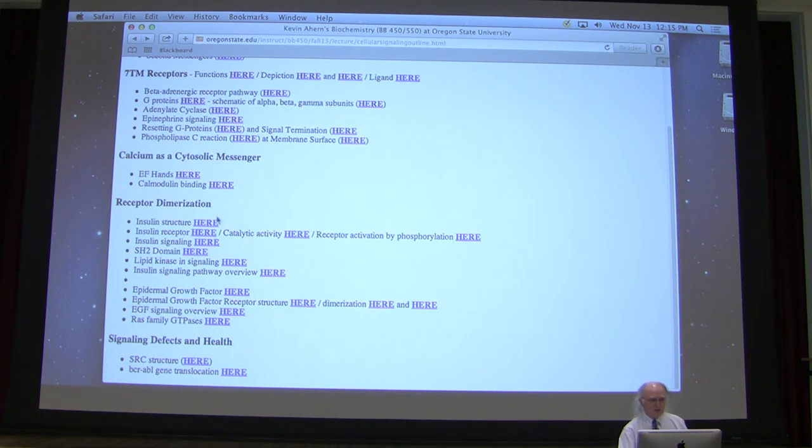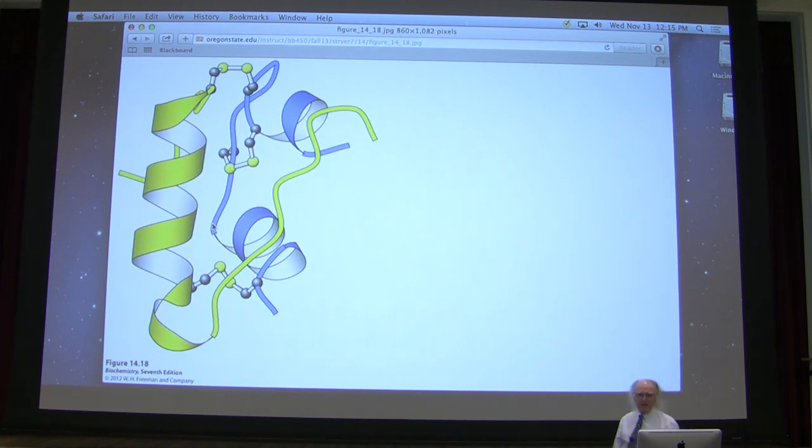All right. Well, let's look at insulin first. Insulin is a fairly simple protein. It's not very large at all. It's held together by a couple of disulfide bonds. This chain that you see in blue is actually not linked to the chain in yellow by anything other than disulfide bonds. The disulfide bonds are right there and right there. So the two chains are held together only by disulfide bonds.